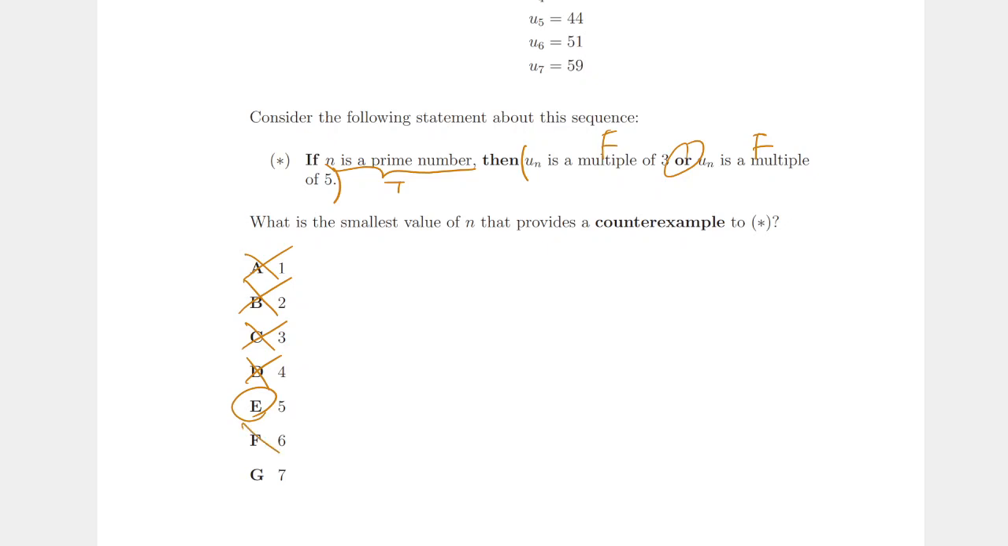F is no good, because 6 is not prime. How about 7? If 7 is a prime, then let's look at 59. 59 is not a multiple of 3 and is not a multiple of 5. So G could also be the answer, but it wants the smallest value of n. So the final answer would be E.